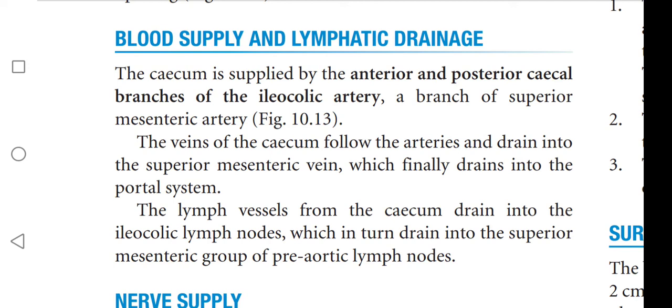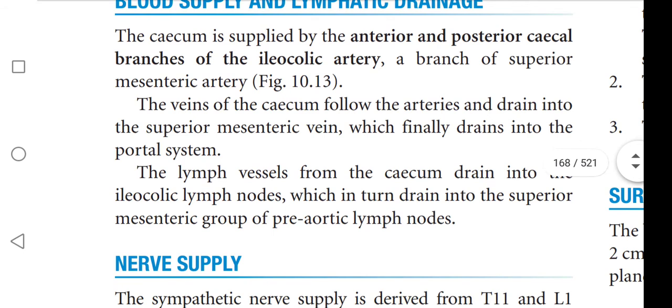Veins of the cecum follow the arteries and drain into the superior mesenteric vein, which finally drains into the portal system. Once again, veins of the cecum follow the arteries. Here the artery is the superior mesenteric artery, and here the superior mesenteric vein, which finally drains into the portal system.